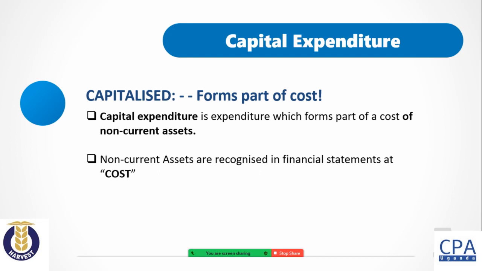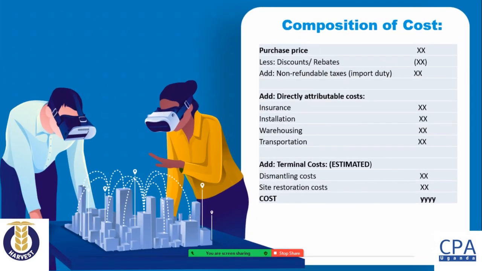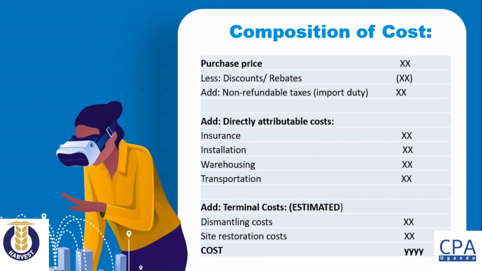And for that reason, when we talk about cost of an asset, we are talking about the purchase price, we are talking about the cost of importing, assuming it is coming from outside countries. We are talking about the cost directly attributable to this asset, such as insurance, installation, housing, transportation. We are talking about the cost you're going to incur in dismantling that asset and restoring the site to its original state.